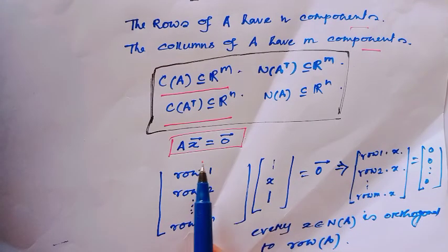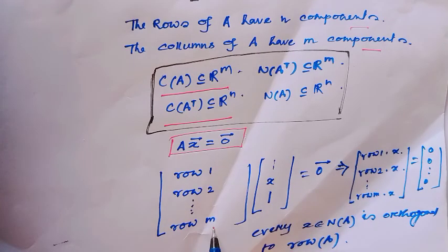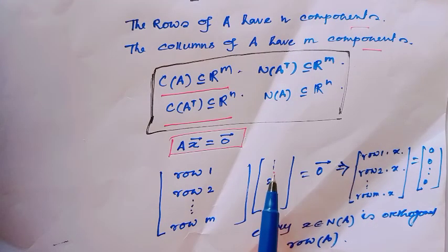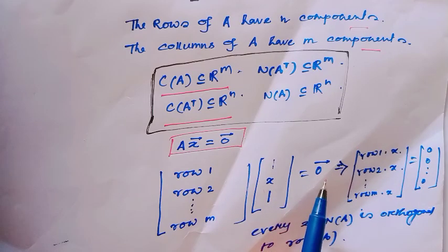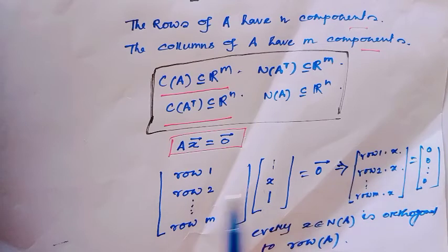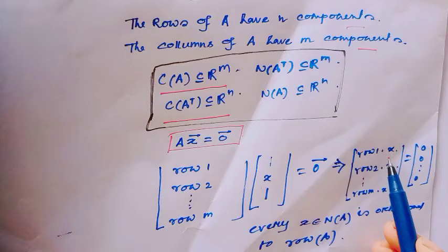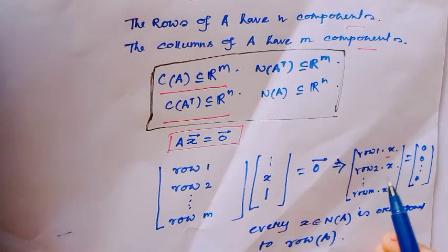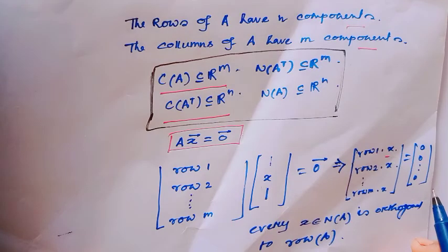For this, the actual idea is Ax equals 0, where this is row 1, this is row 2, and this is row m, and here the column vector x equals the 0 vector. Since the orthogonal complement of the null space is the row space, the inner product between these vectors is obviously 0. That means row 1 dotted with x equals 0, row 2 dotted with x equals 0, and row m dotted with x equals 0.